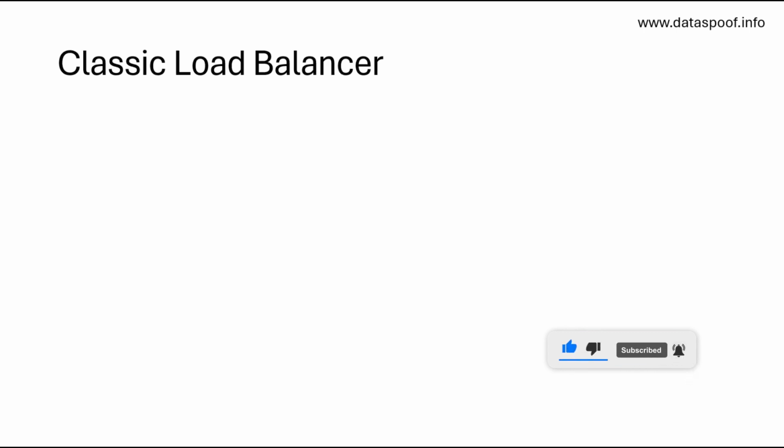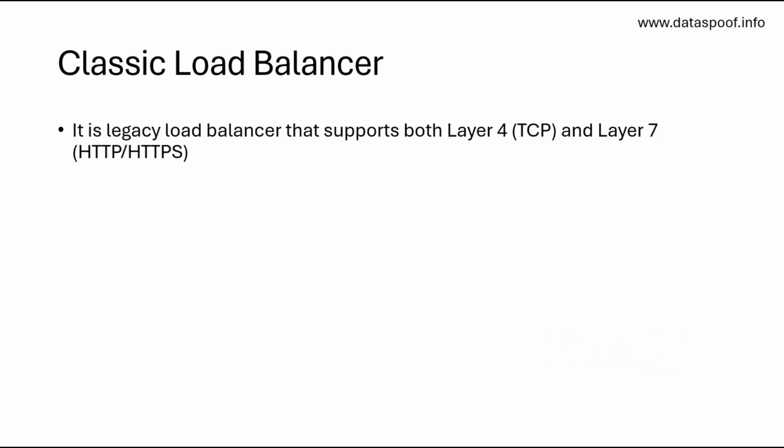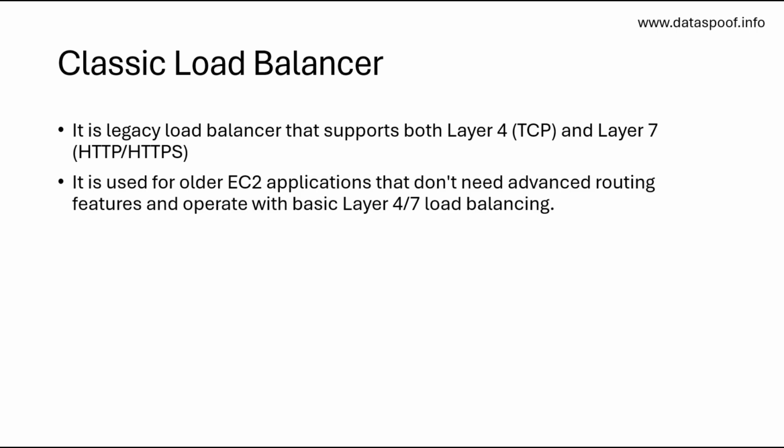And last, we have classic load balancer. It works on layer 4 and layer 7 of the OSI model, meaning it works at the TCP layer and also HTTPS. It is used for older EC2 applications which don't require advanced routing. So for that purpose, we will be using classic load balancer.